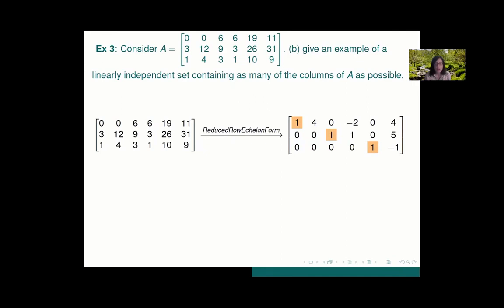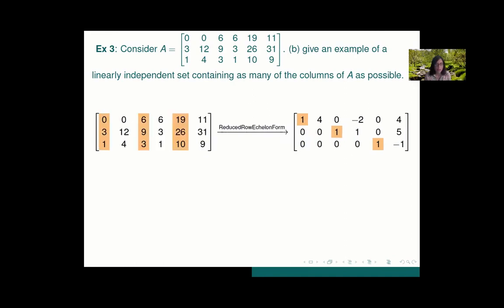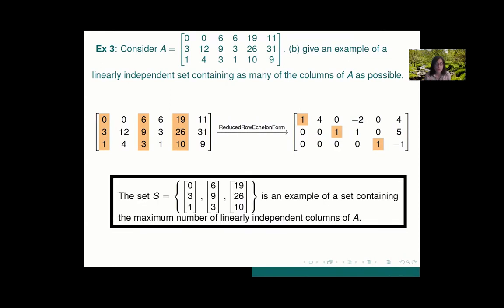We can tell by looking at the reduced row echelon form of A. In order to have a unique solution, we need a pivot in each column of the coefficient matrix A. This means I should keep the first, third, and fifth columns since they will have pivots in the reduced row echelon form. Therefore, the set containing the first, third, and fifth columns of A is an example of a set containing the maximum number of linearly independent columns of the matrix.